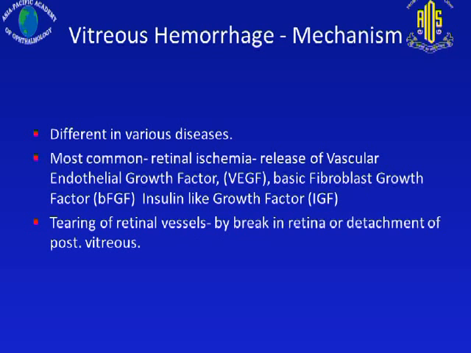The mechanism, of course, in trauma is the tearing of blood vessels by a break in the retinal vessels or a detachment of the posterior vitreous. But of course, the etiology will depend upon the various diseases, such as in retinal ischemia, there is a release of vascular endothelial growth factor, VEGF, and insulin-like growth factor.